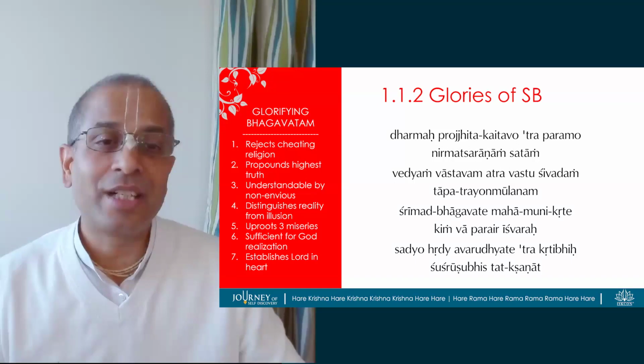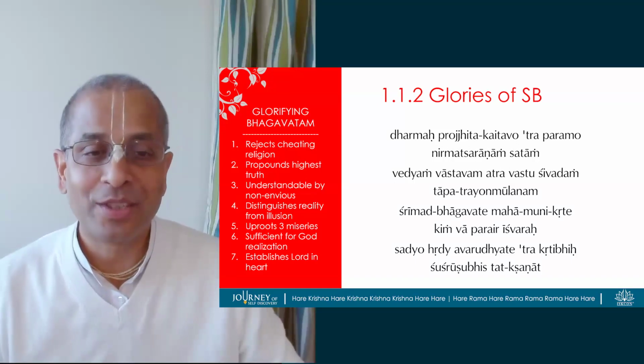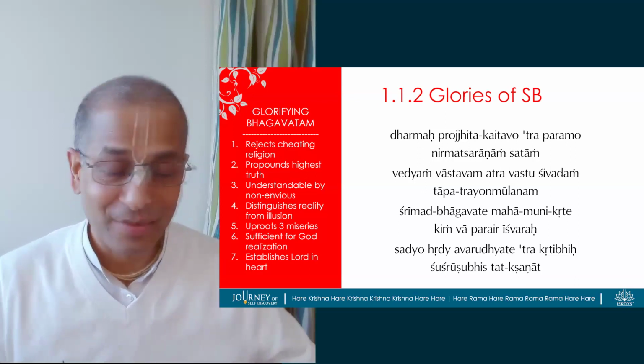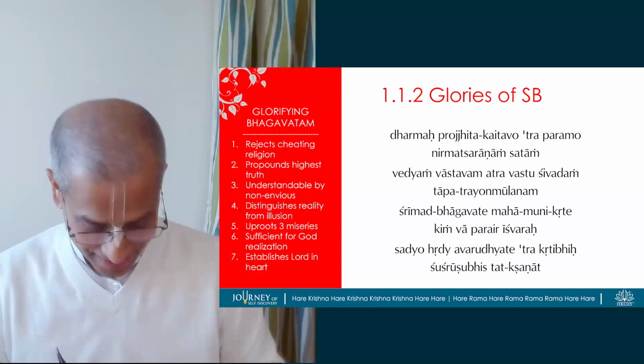Okay, so Srila Prabhupada's purport interestingly starts with, if you see, the verse itself is not mentioned.